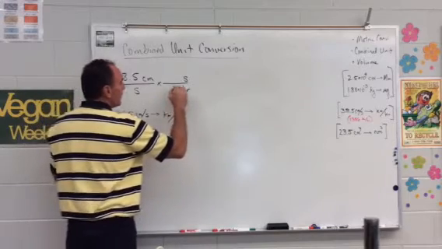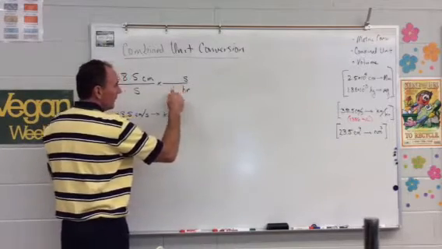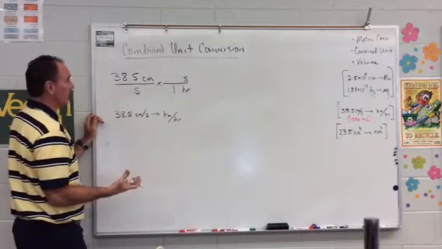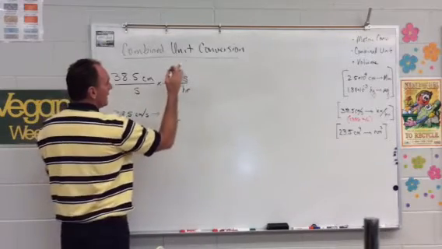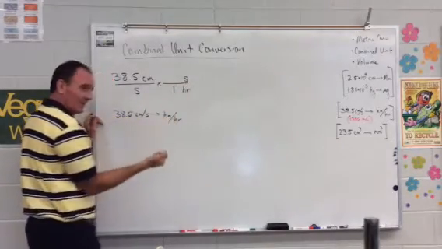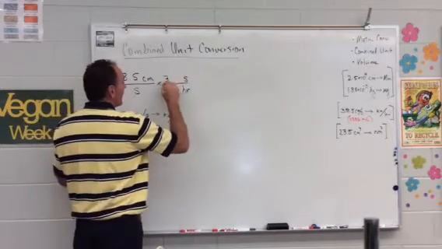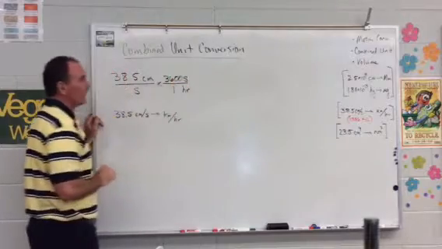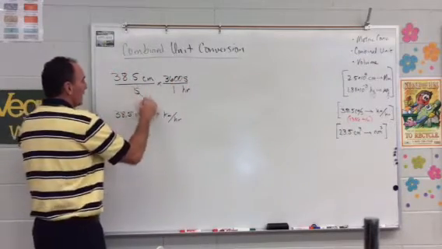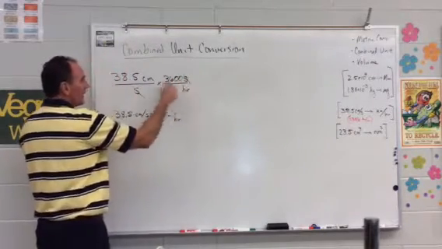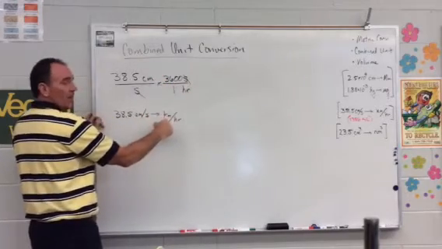Now the hour is the larger of the two units, so I'm going to give it a value of 1, but get this, it's a time unit, it's not in the metric system. So I'm going to figure out how many seconds are in an hour. Well, there's 60 seconds in a minute and 60 minutes in an hour. If I multiply those two together, I get 3,600 seconds per hour. The second will go away, and my answer is now going to be centimeters per hour, but I want kilometers.